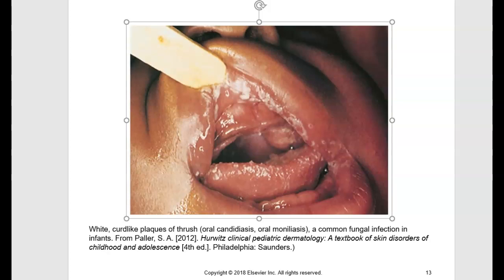Pacifiers, nipples, and bottles should be thoroughly cleaned to decrease the chance of reinfection. Teach the parent the technique and importance of good hand hygiene. If the infant is breastfed, the mother's breast should also be treated with nystatin. I'll let you look at the rest of those on your own there.